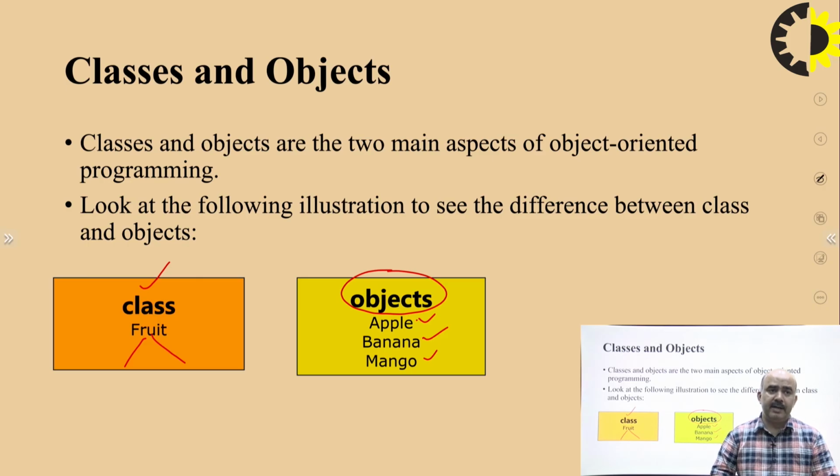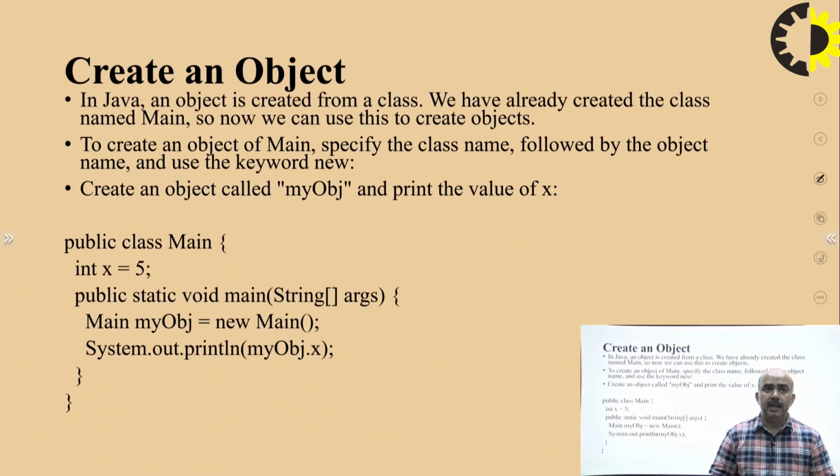A class is the one in which we define the containers, and they have different instances, different products. Those are the objects. So how do we create objects in a class? That's the major thing.